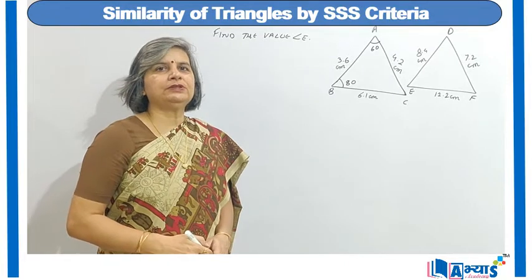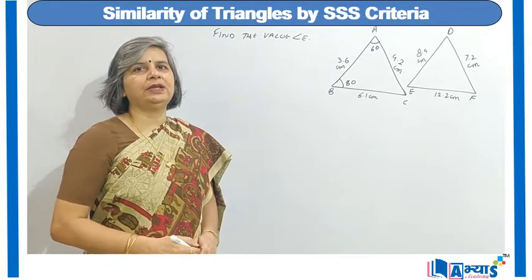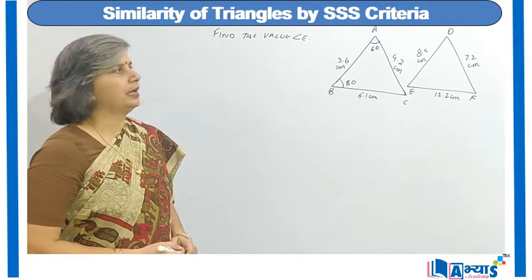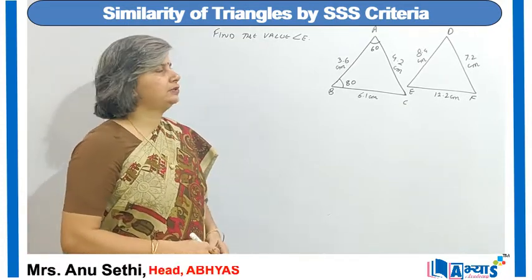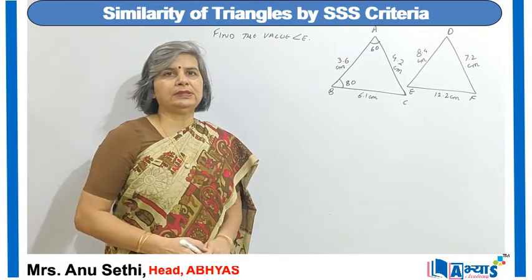Now let us apply the concept of SSS criteria of similarity. That means if in two triangles, three sides of one triangle are correspondingly in ratio with the three sides of the other triangle, then the two triangles are similar.